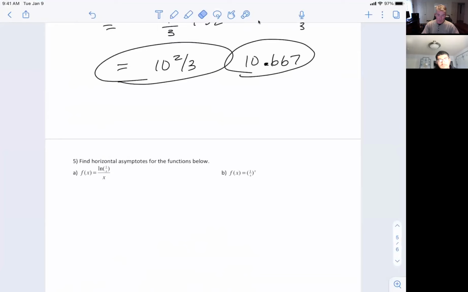Well, let's do part B. So again, it's saying find the limit as x goes to infinity. And then this one is 1 over x to the x.